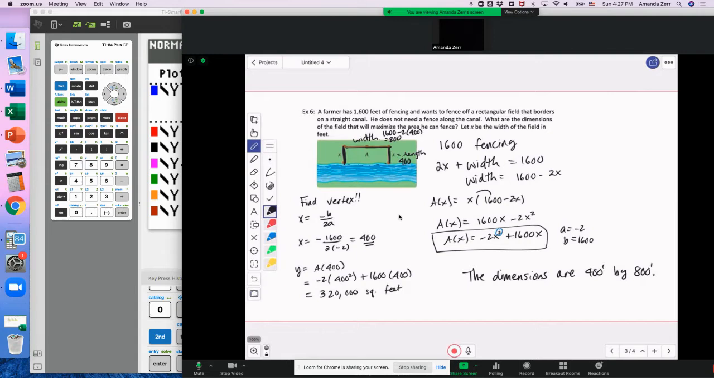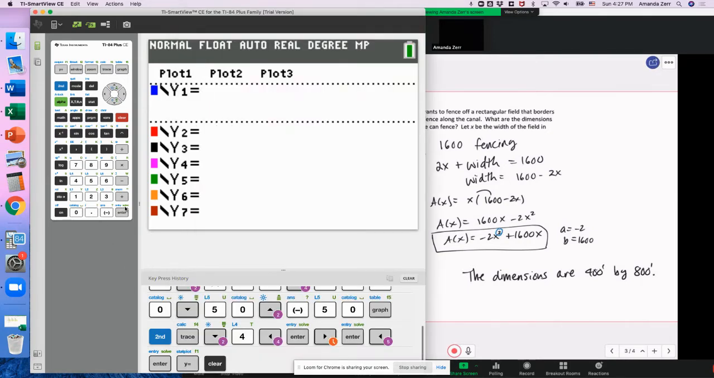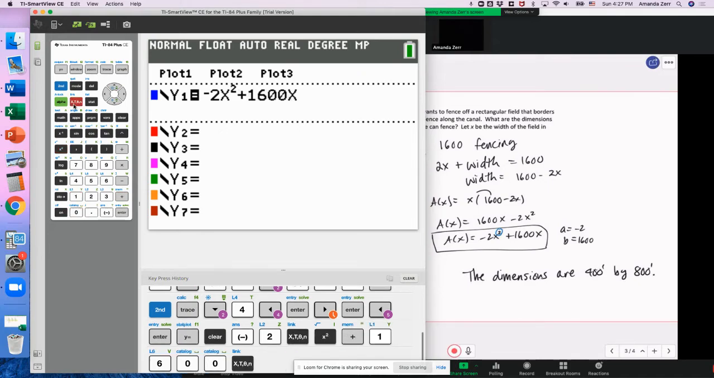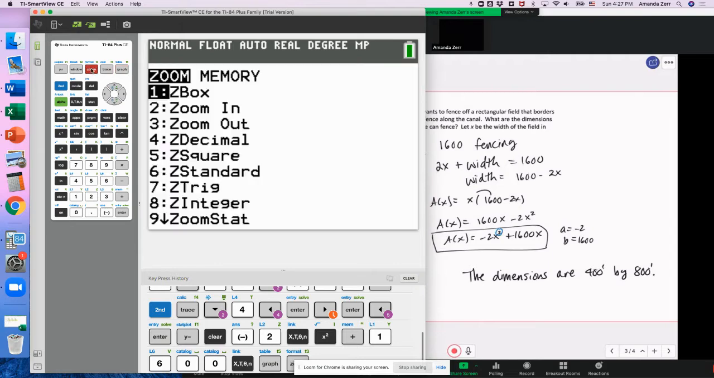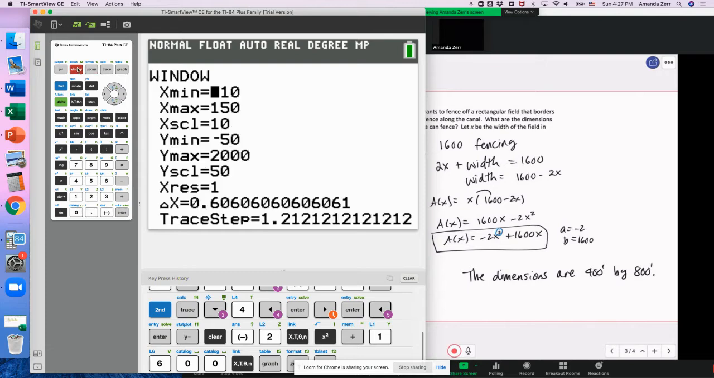All right, and so if we wanted to see how to do this on the graphing calculator, once we figure out our function, then we can type this in, negative 2x squared plus 1,600x. Okay, if we're being asked to graph it, it's really hard to see what's going on. Sometimes if you've been doing a bunch of these, your window gets quite affected by the previous problem you just did.